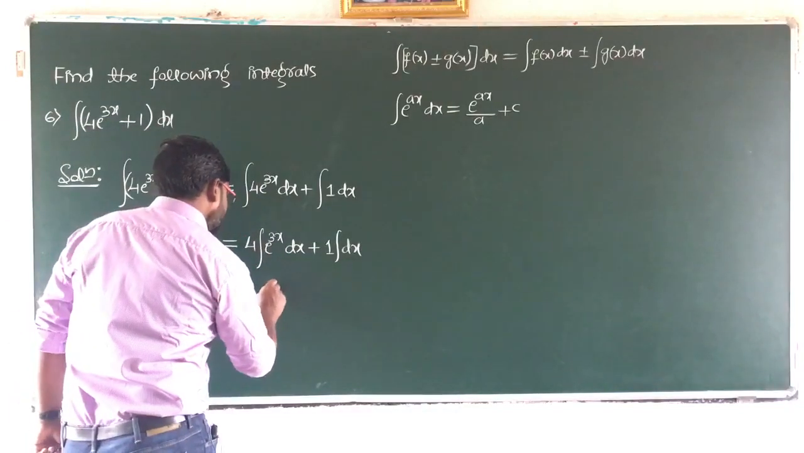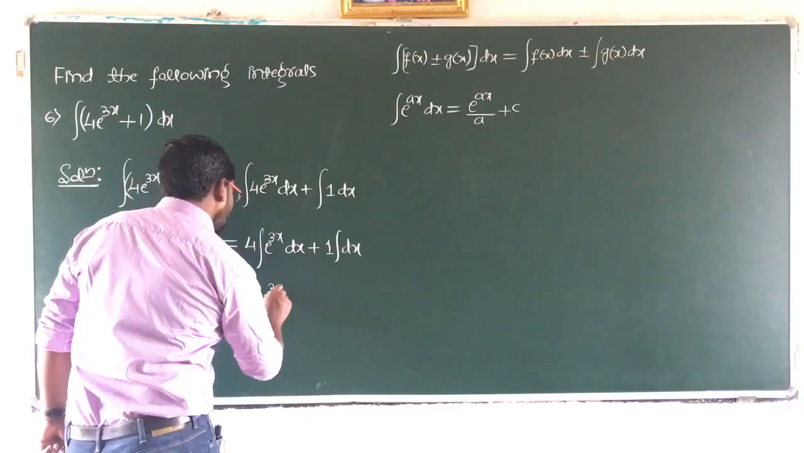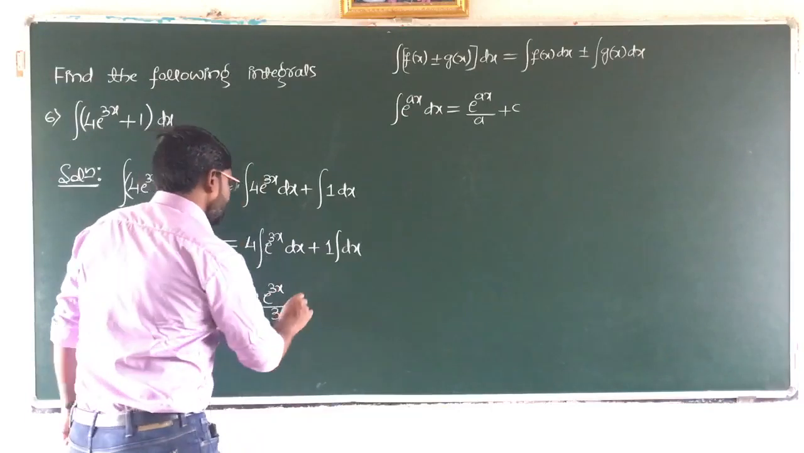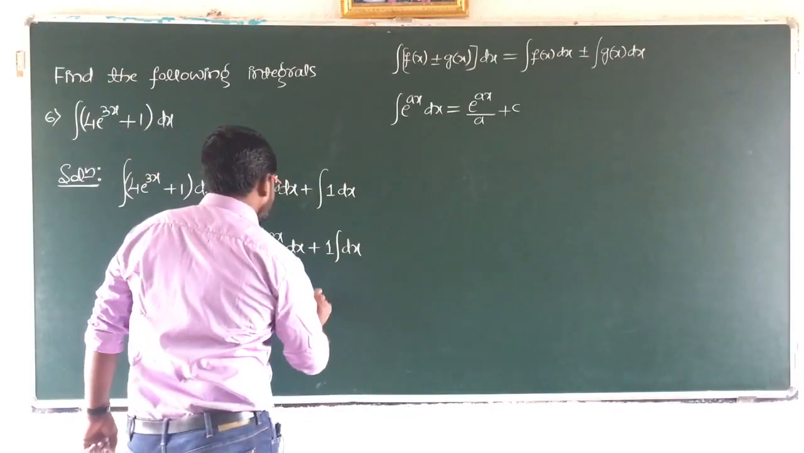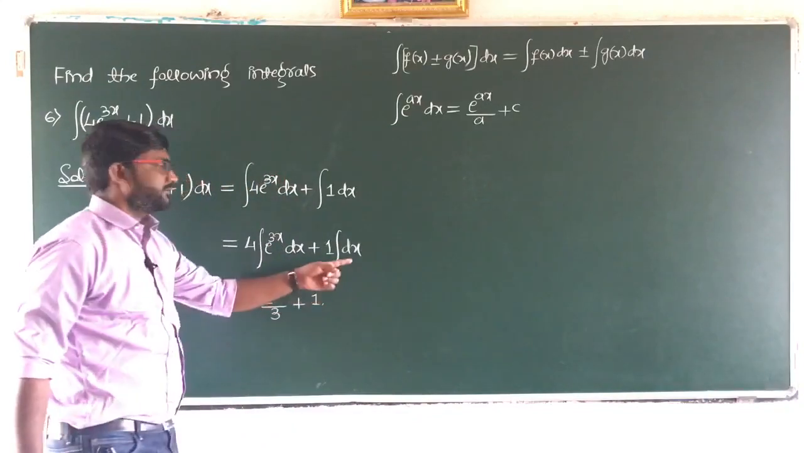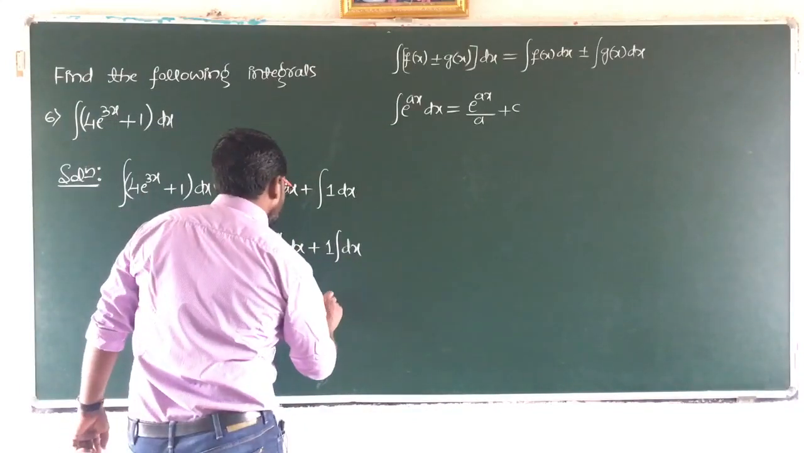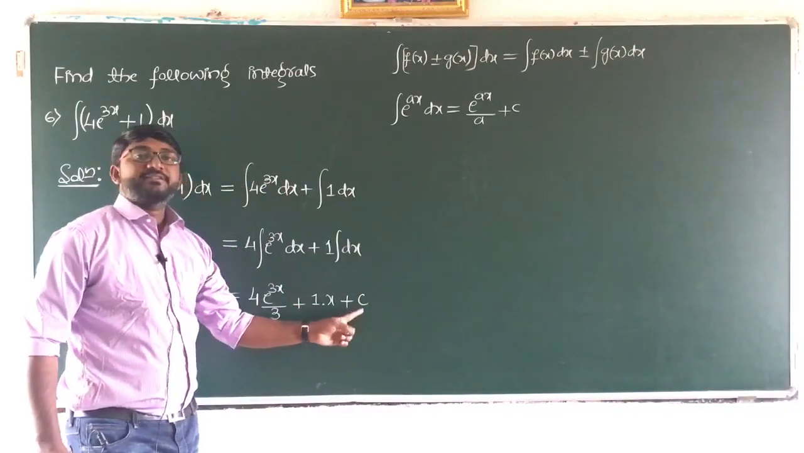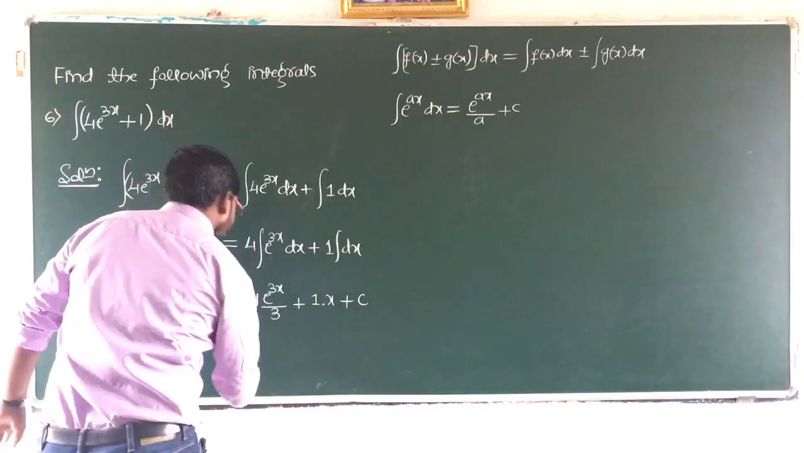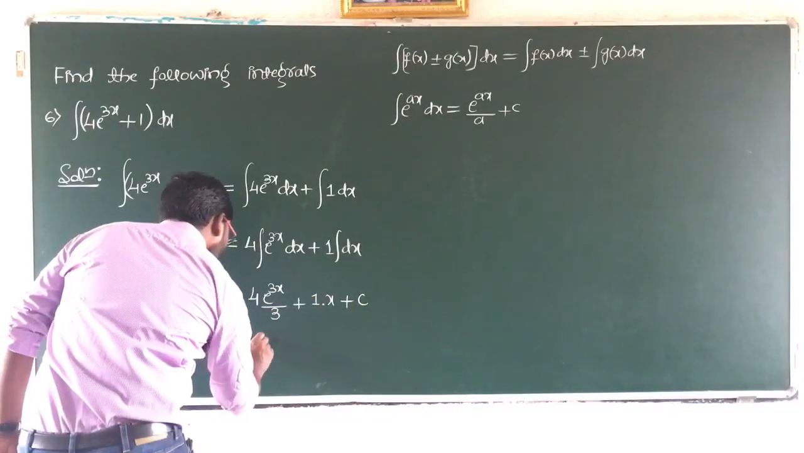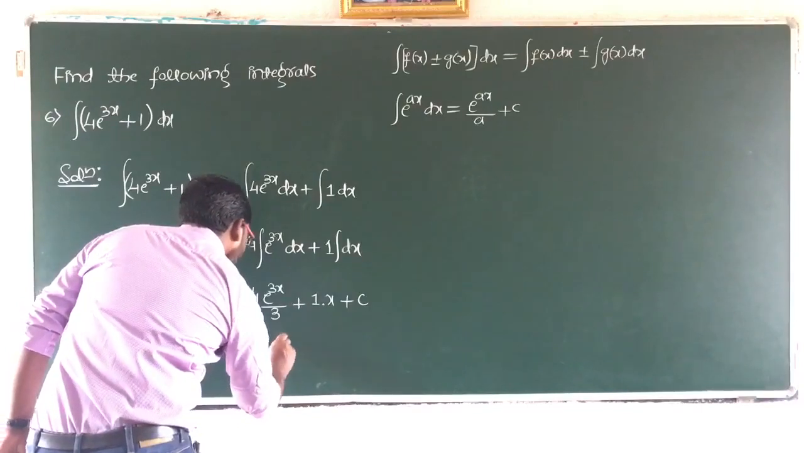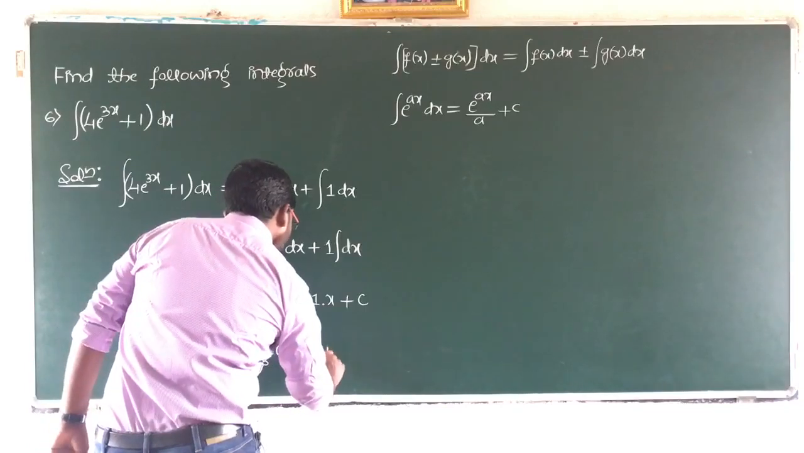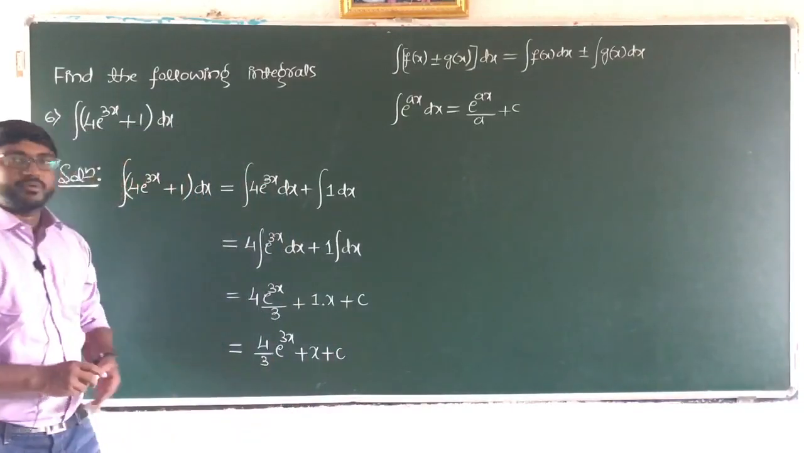So e power 3x divided by 3, plus 1 write it as it is, then integration of dx is x. So 1 into x plus c at the end. We have to write c in indefinite integrals. Which is equal to 4 by 3 e power 3x plus x plus c. So this is all about the sixth problem.